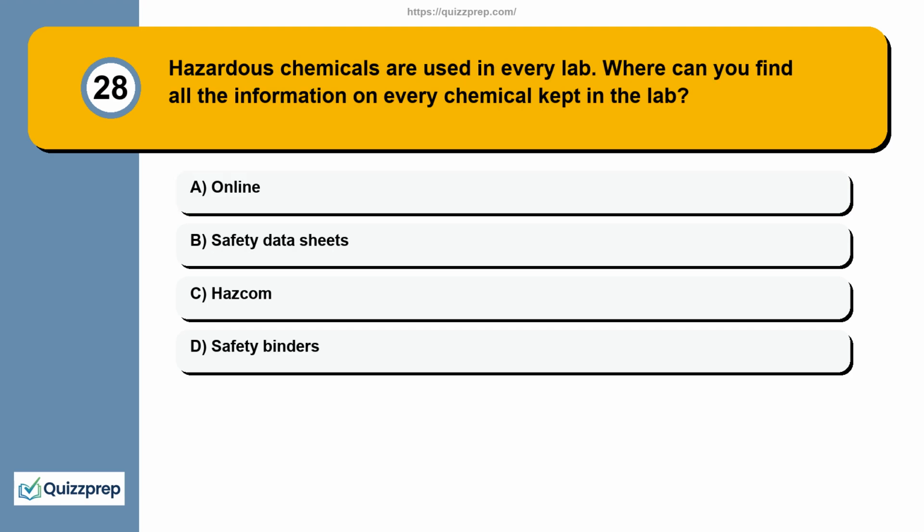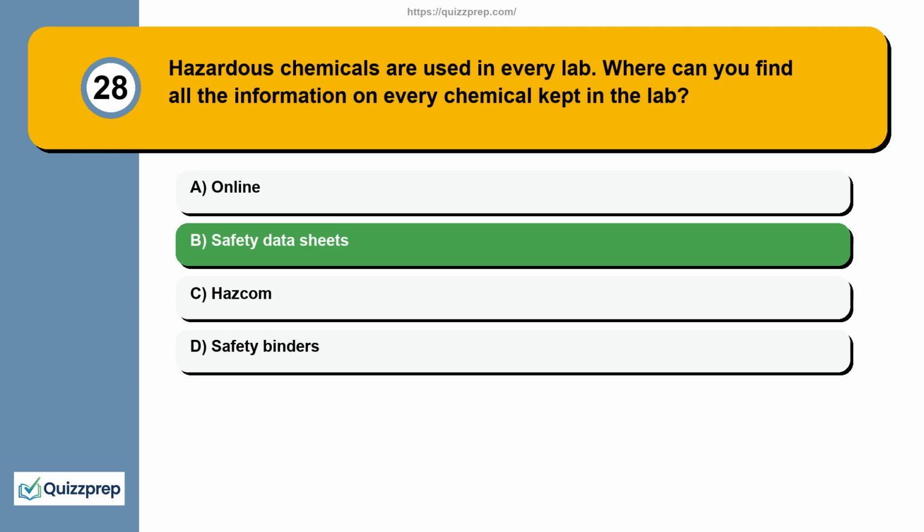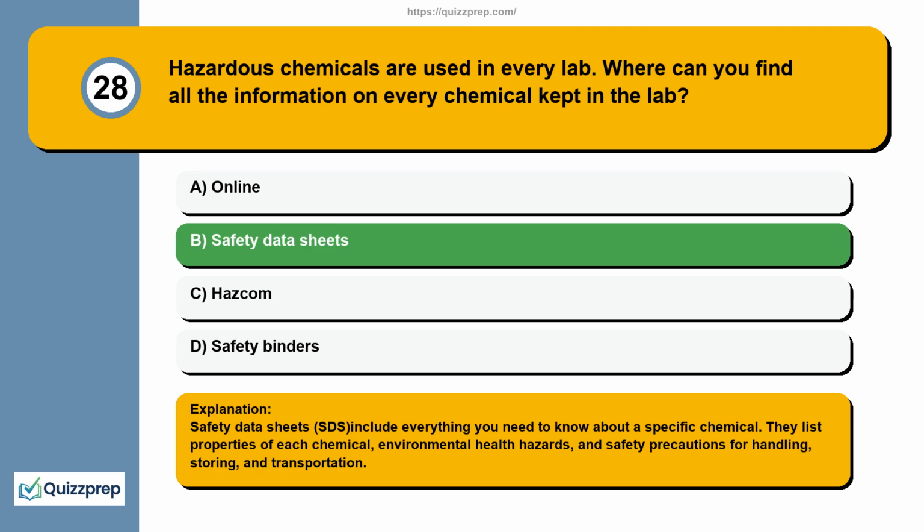Question 28. Hazardous chemicals are used in every lab. Where can you find all the information on every chemical kept in the lab? Online. Safety data sheets. HOGCOM. Safety binders. Safety data sheets, SDS, include everything you need to know about a specific chemical. They list properties of each chemical, environmental health hazards, and safety precautions for handling, storing, and transportation.